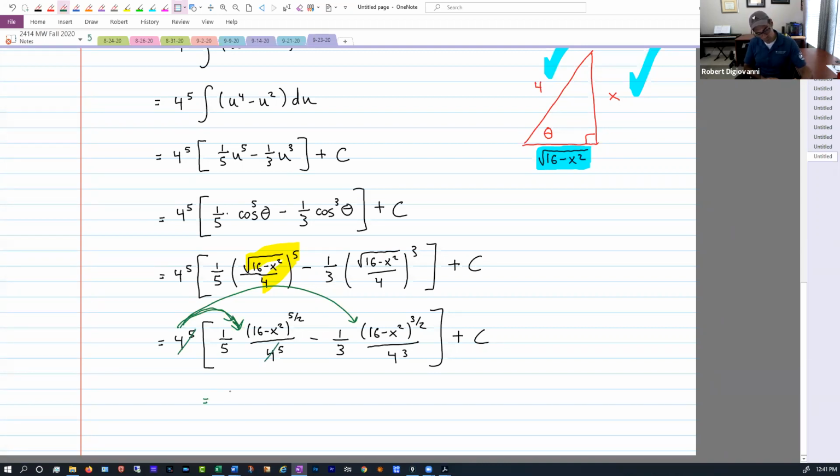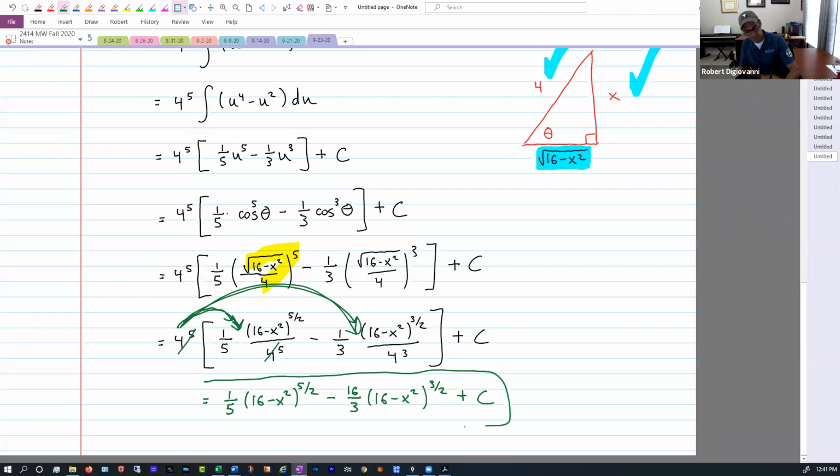So that leaves me with 1/5 times 16 minus x squared to the 5/2. And then when I do it the second time through, 3 of the 4s cancel, but I still have 2 4s on top. So that's going to be 4 times 4, which is 16. So I'm going to get 16/3 times 16 minus x squared to the 3/2 plus c. That is my antiderivative.